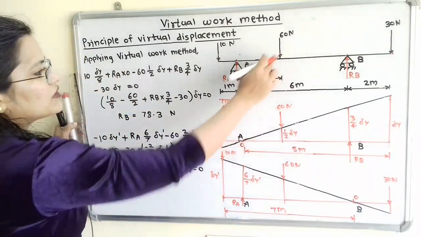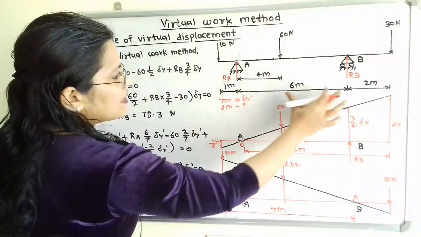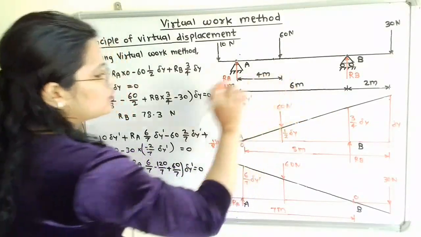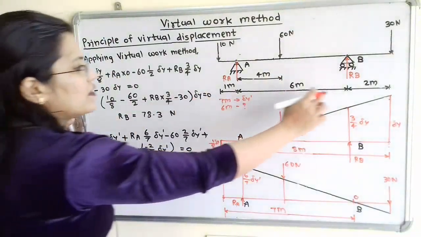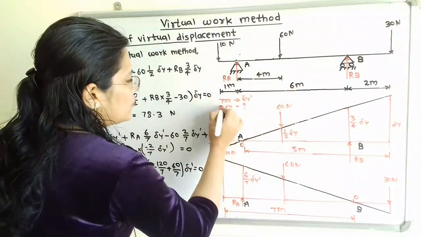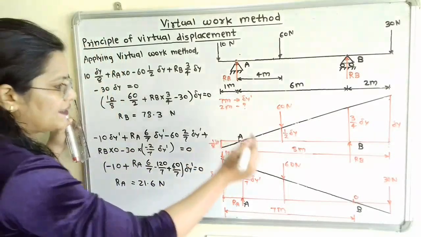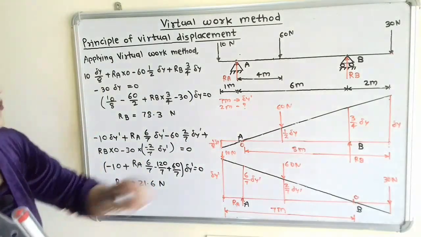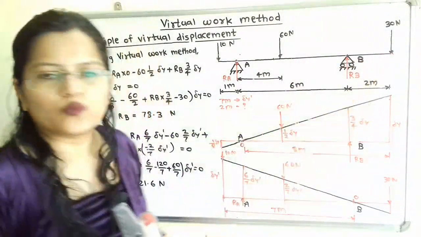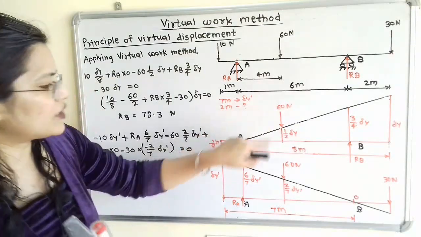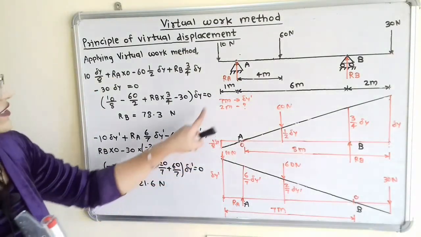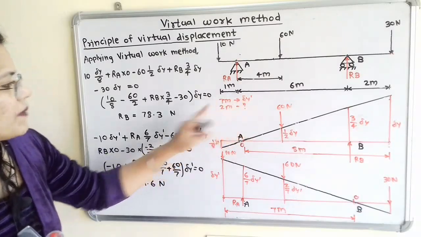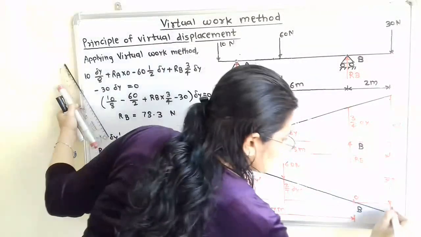Now in the same way for 60. For 60, the total distance is 6 minus 4, that is 2. So the 60 Newton force is at 2 meter. So here 2 by 7 delta y dash. And now if we observe this 30 Newton, here is 2. So for 2 meter, what is the displacement? It is in the opposite direction, but here we keep it the same, that is 2 by 7 delta y dash.